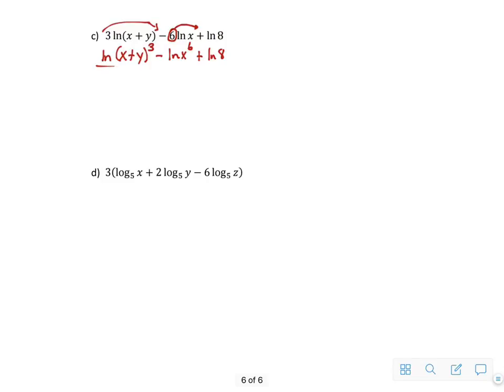So now what I recognize is that these two terms are both added. They're both positive, which means I can write it as the log of those multiplied together. I'm just going to switch the order so the 8's out front, but it doesn't matter. I'm going to put the 8 times x plus y raised to the 3rd. And then this one's subtracted, and when you subtract a log with the same base, you divide by it. So it's over x to the 6th.